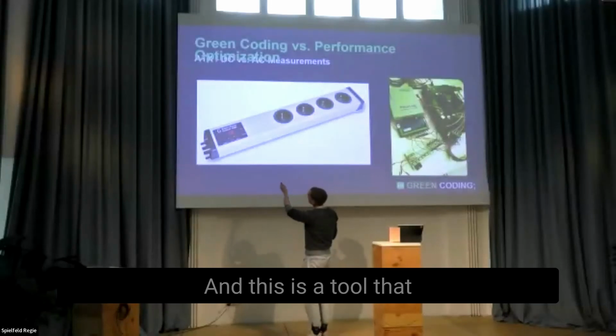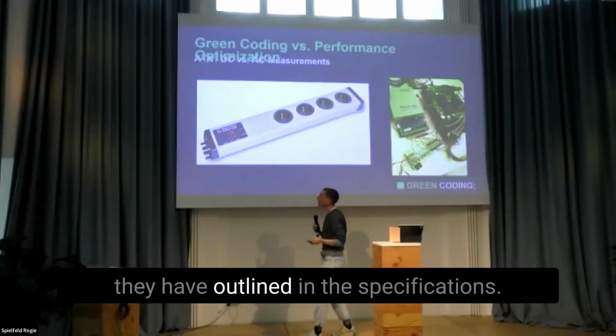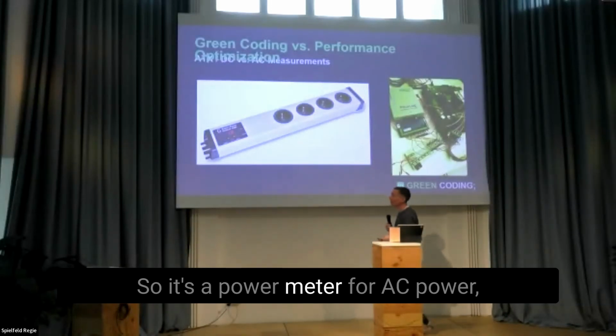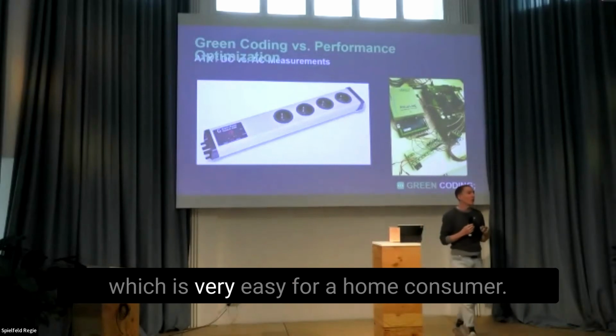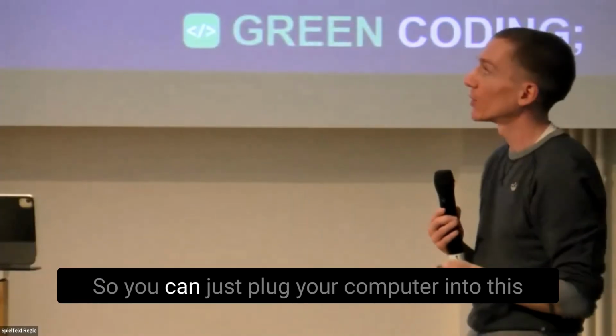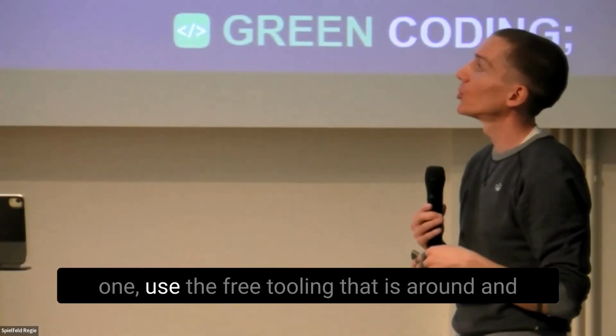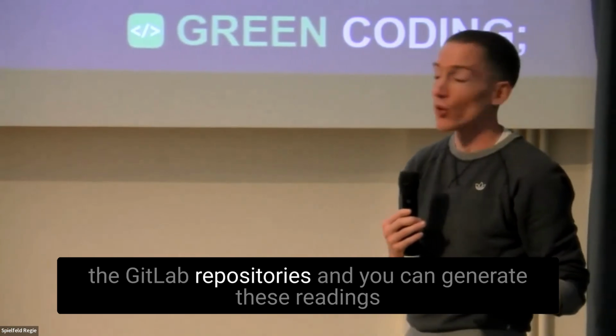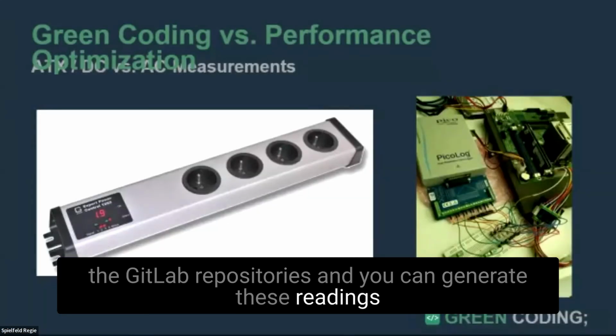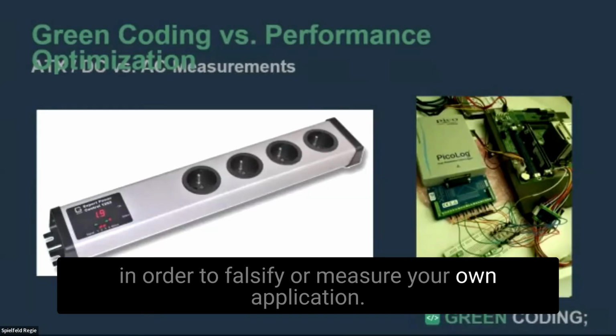And this is a tool that they have outlined in the specifications. So it's a power meter for AC power, which is very easy for a home consumer. So you can just plug your computer into this one, use the free tooling that is around in the GitLab repositories, and you can generate these readings in order to falsify or measure your own application.